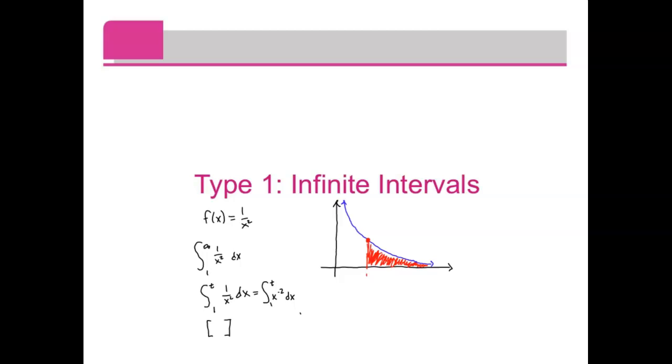Good. So it's negative 1 over x. And I'm going to do from 1 to t, right? So now when we apply the fundamental theorem of calculus, part 2, we plug in t, I get negative 1 over t, minus negative 1, which is going to end up being plus 1, right?